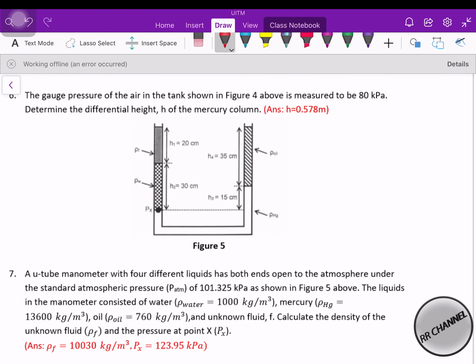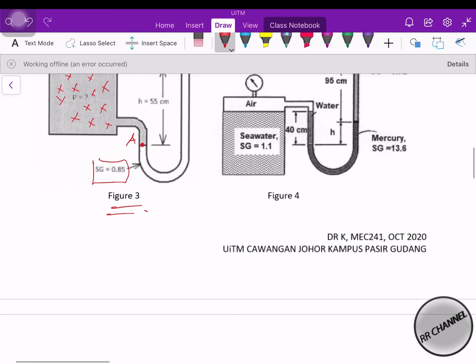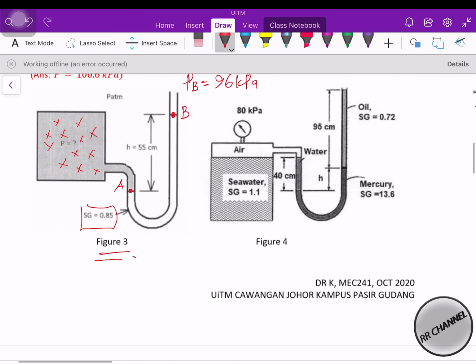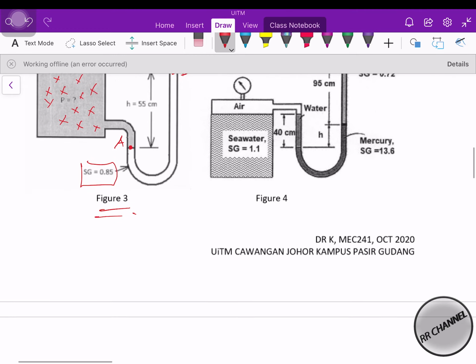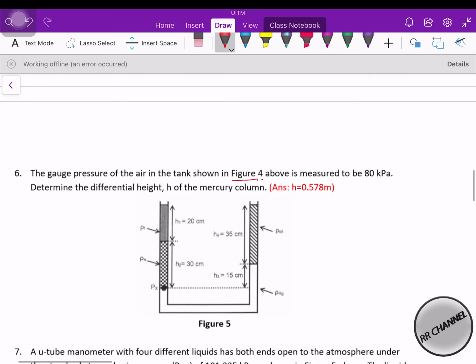Okay, question number 6 here. The gauge pressure of the air in the tank shown in figure 4 above is measured to be 80 kilopascal. So figure 4 is here. 80 kilopascal in the gauge. Determine the differential height h of the mercury column.